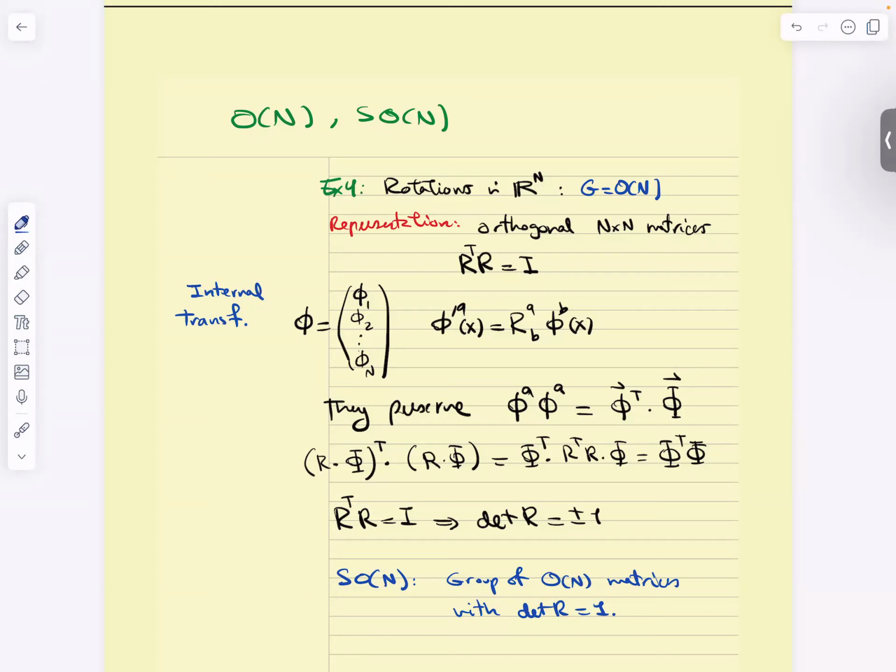So O(N) is a Lie group and it has two disconnected components. SO(N) is connected. Sorry, SO(N) is connected. Yes. What is SO(N), by the way?